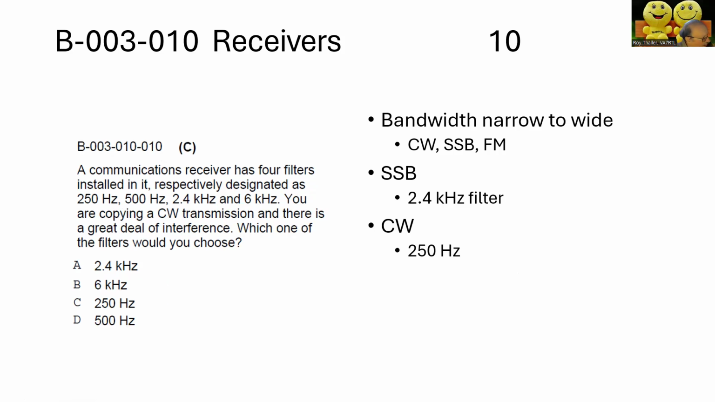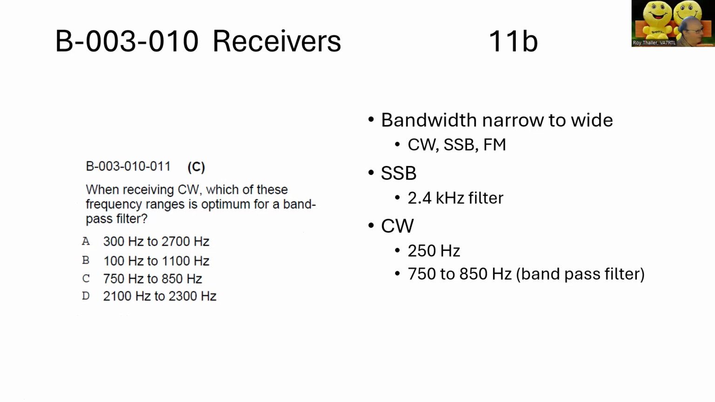Another question here. A communications receiver has 4 filters installed in it, respectively designated as 250, 500, 2.4, and 6 kilohertz. If you're copying a CW transmission and there's a great deal of interference, which filter would you use? Here you want to use the narrowest filter that you can to eliminate the noise. And because CW has a very narrow bandwidth, 250 is the correct answer. So C is the correct answer here.